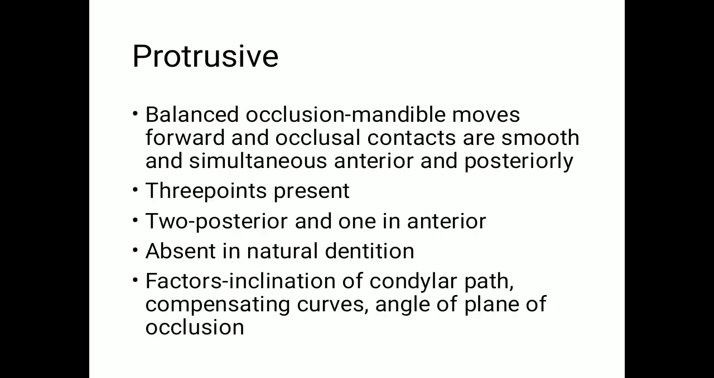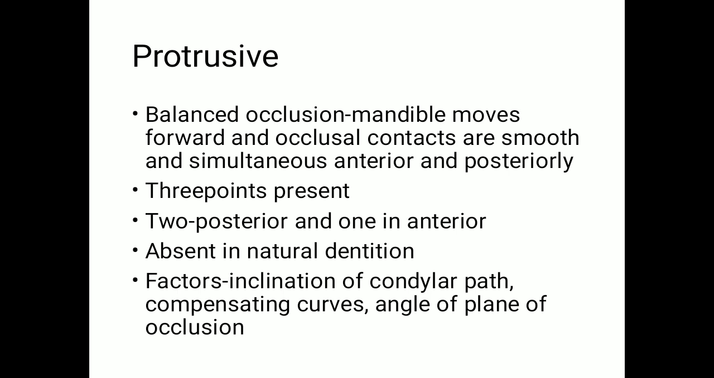Then the next one is protrusive. Here the concept is that the mandible moves forward and occlusal contacts are smooth and simultaneously remain in the same place anteriorly and posteriorly. Here also three points of the occlusal plane should be present: two points in the posterior direction and one in the anterior direction. The protrusive movement is absent in natural dentition.